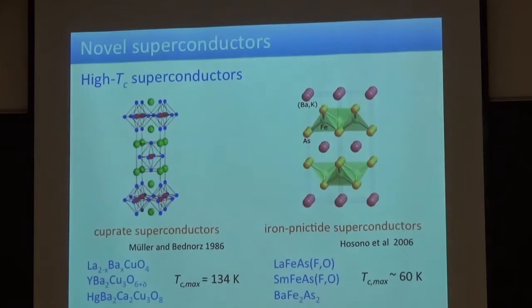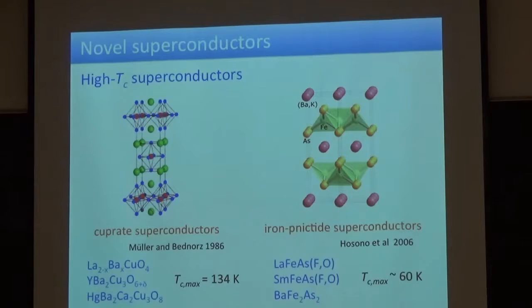And then we come to the high TC superconductors, so the one we have just looked at. So the cuprates, which have many different structures. The maximal TC is 134 to my knowledge, and so that's the basic crystal structure.